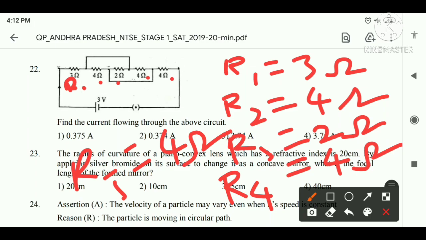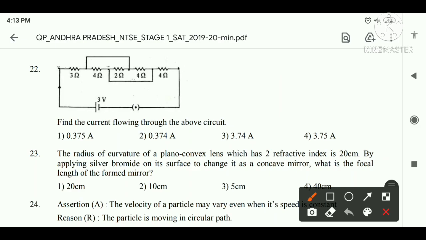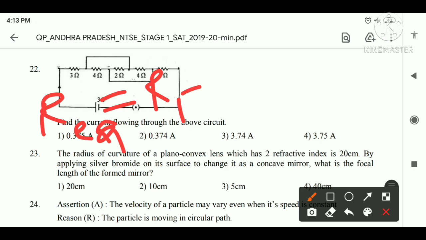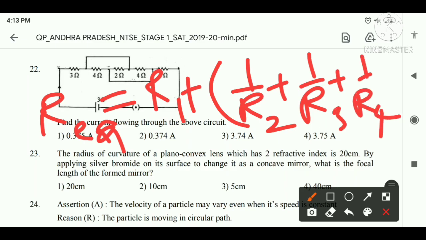R1 and R5 are in a series connection, but R2, R3, R4 are connected in parallel, and these are connected in series with R1 and R5. Here I have written down the first equation: R1 plus 1 by R2 plus 1 by R3 plus 1 by R4 plus 1 by R5.